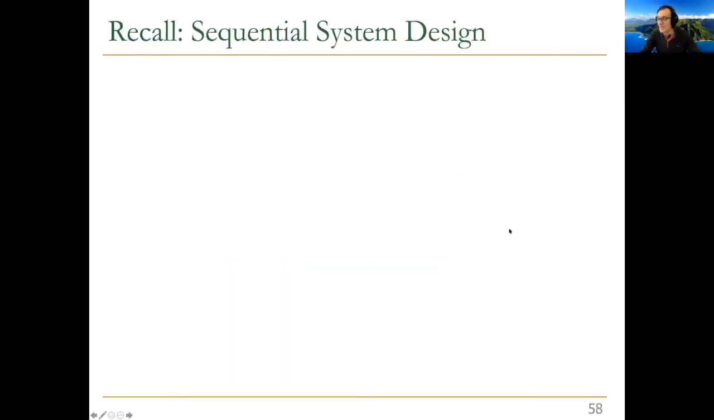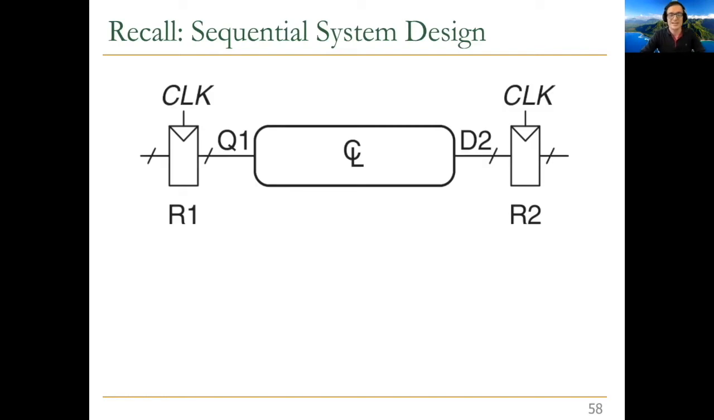Okay, now let's talk about sequential system design. Essentially, a sequential system looks like this. And this is very similar to a finite state machine, except we're not going to feed the output of the combinational logic or next state logic back from here to here, but we're going to latch the output of the combinational logic into some other register. And we're going to see why this is beneficial later on when we talk about pipelining, for example.